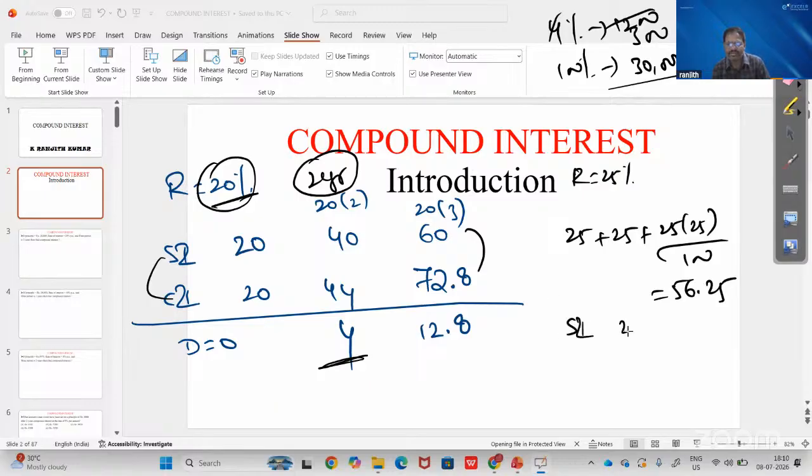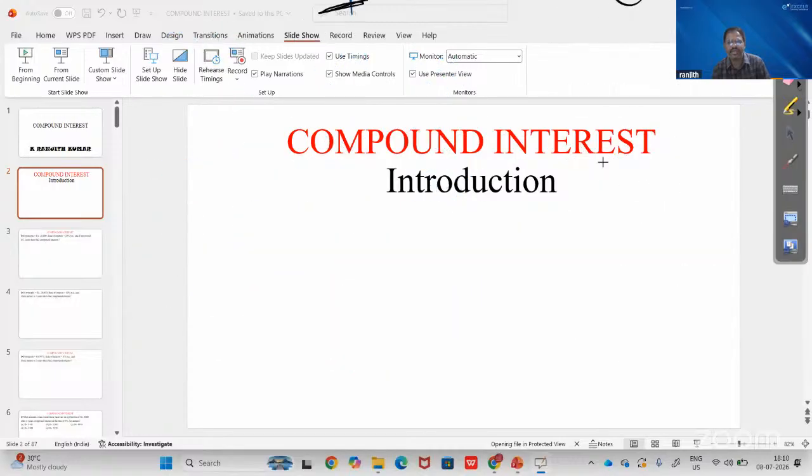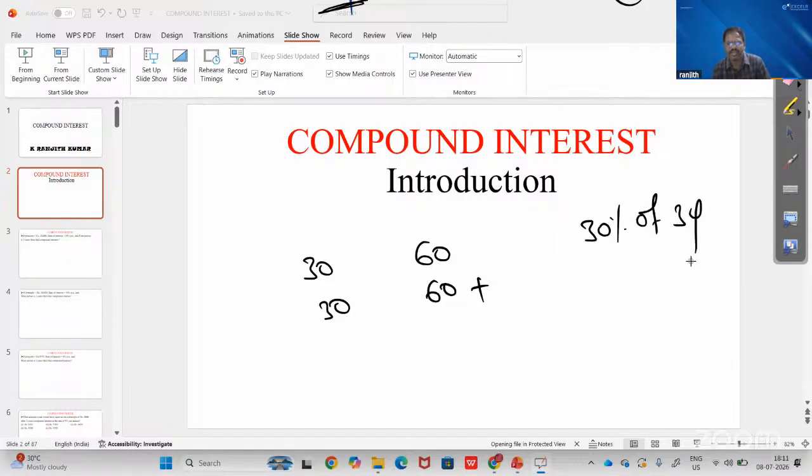SI equals 25, 50. CI equals 25, first year is 25, second year equals 56.25. If I want to find out 3 years, where 3 years equals 30, 60, 30, here also 60. Extra how much amount am I getting? 30% of 30. 30% of 30 is nothing but 3 3s are 9, where the difference equals 9 percent.